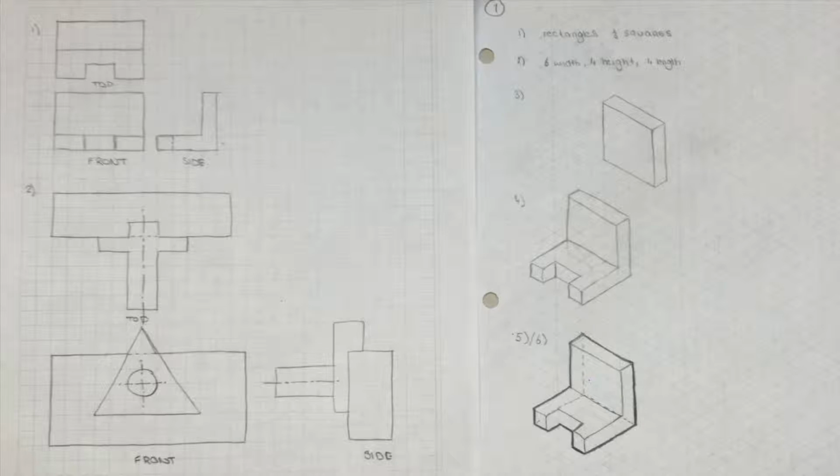Step 2, I looked at the third angle and saw that the width was 6, the height was 4, and the length was 4. Step 3, drew out the backmost shape, which in this case is the square. So I drew the square in the back.